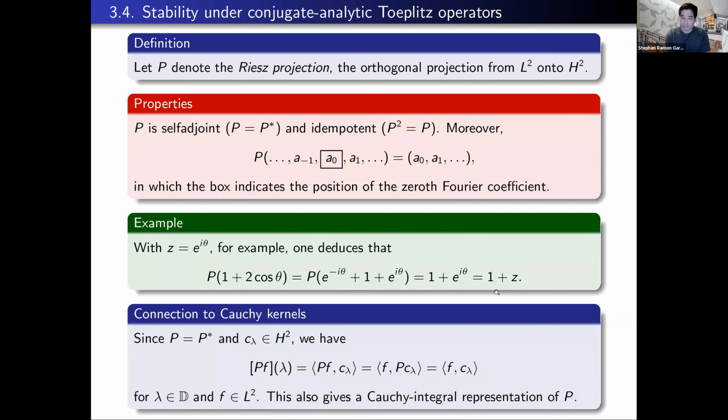This is a similar computation to what we saw before when we were projecting into model spaces. Since P is equal to P star and the Cauchy kernel belongs to H2, the same sort of computation says that I can compute the Riesz projection of f at lambda by just taking the inner product of this function, which is in L2, with the corresponding Cauchy kernel. And if I wanted to, I could write this in terms of integrals and in fact get a Cauchy integral type of representation for the Riesz projection operator.